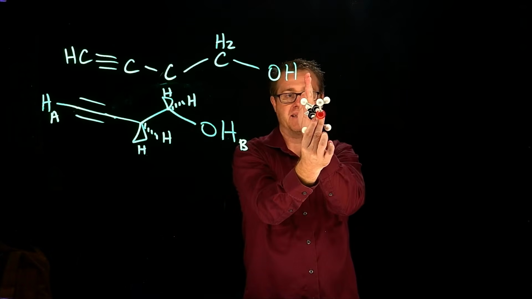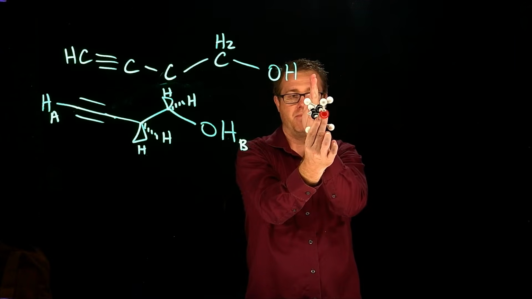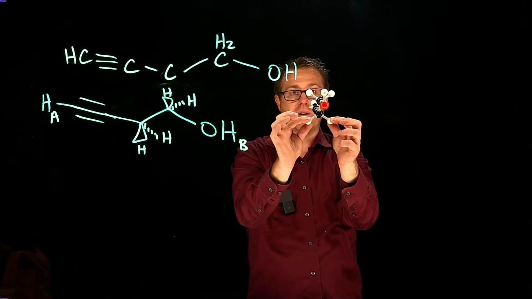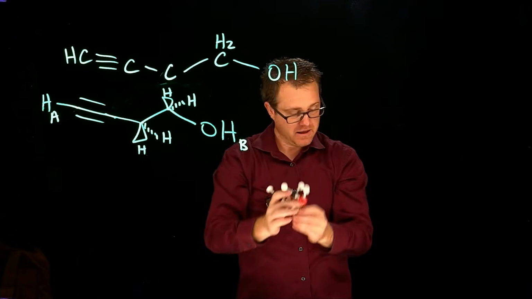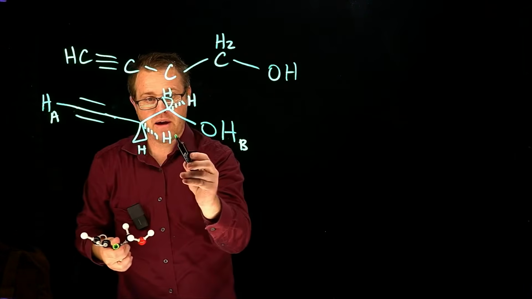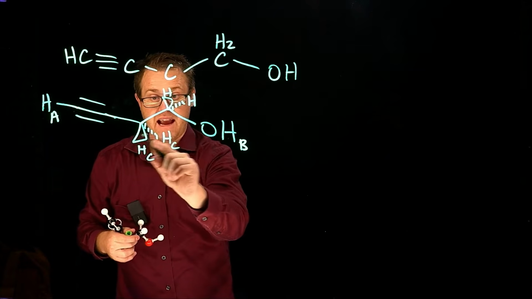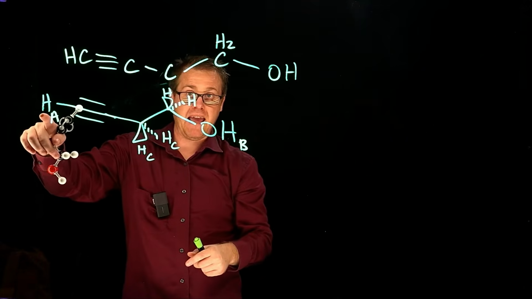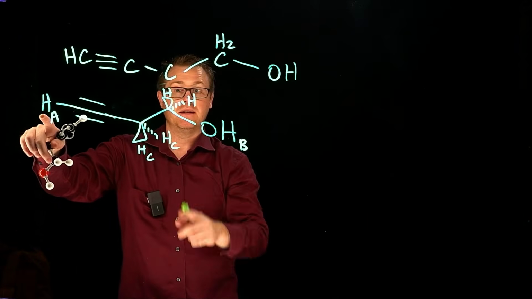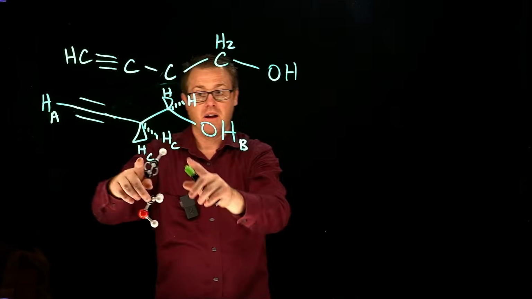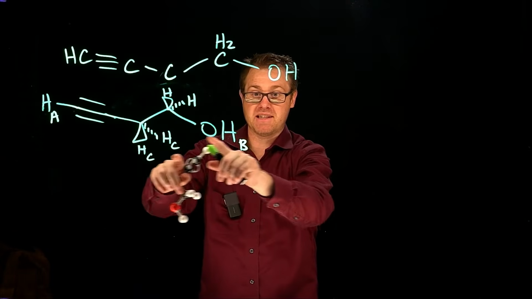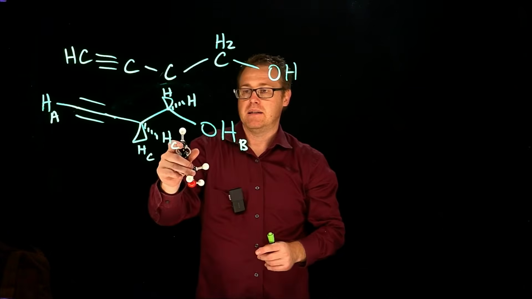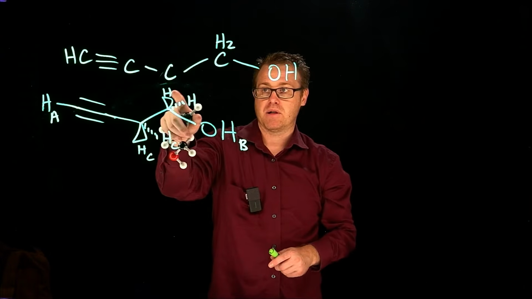But do you see that plane of symmetry right down the middle? And so that means these two hydrogens right here are going to be enantiotopic. So we can say that those two hydrogens are the same. But are these two hydrogens the same as A? Of course not. Different connectivity. Are these C hydrogens the same as B? Of course not. Different connectivity.